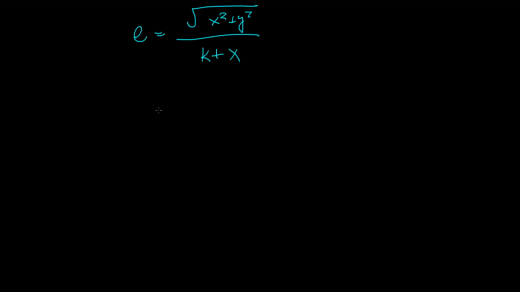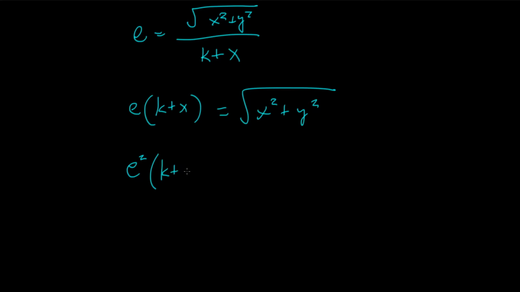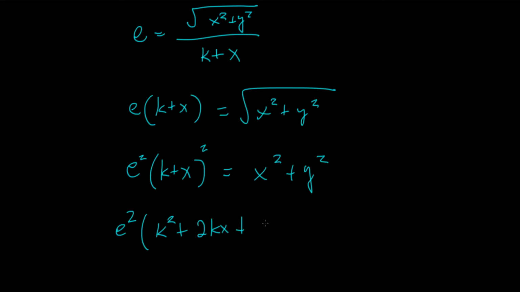I'm going to multiply both sides by k plus x. We got e times k plus x, and then I have the square root of x squared plus y squared. Very often when we're looking at a formula and we want to understand it a little bit more, we've got to get rid of those square roots. So let's square both sides. We're going to get e squared times k plus x quantity squared, and that's going to be equal to x squared plus y squared. Cool. I'm going to go ahead and expand the left-hand side. So we're going to get e squared times k squared plus 2kx plus x squared.